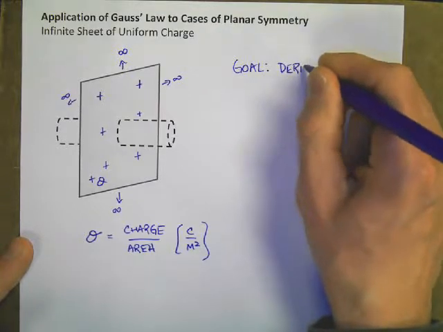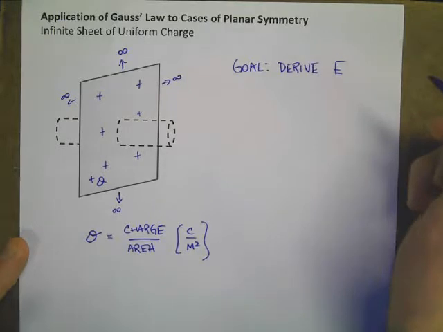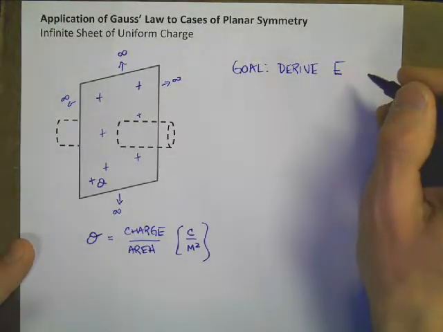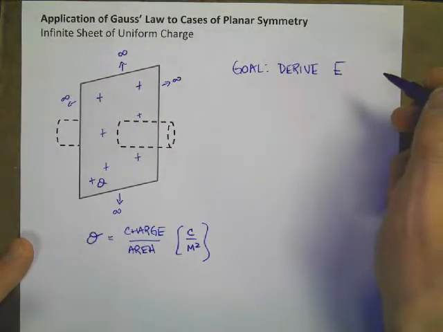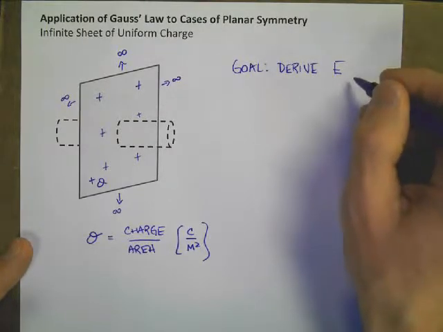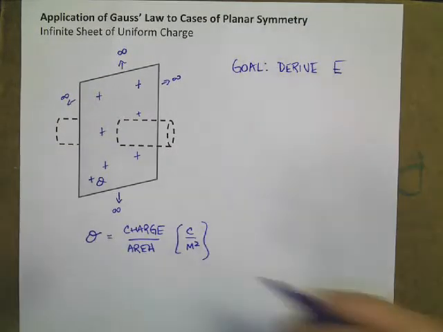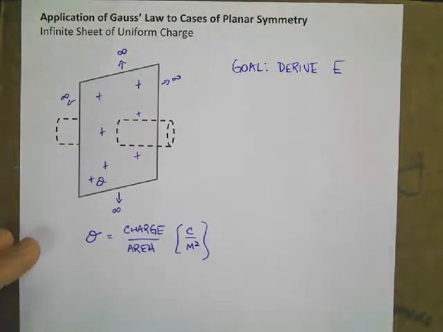So let's say that our goal is to derive a function for the electric field, and we know in this case that the field itself is going to be uniform. So it doesn't really make too much sense here to talk about the electric field as a function of radius, because it's not going to depend on the radius.